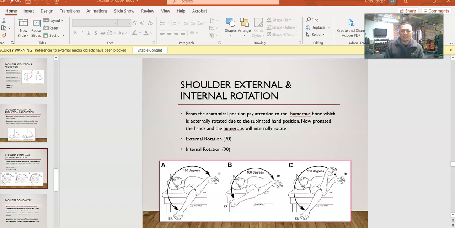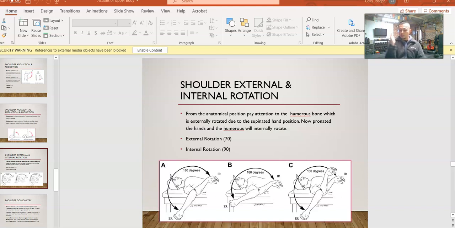All right, class, we're going to take a look at shoulder external and internal rotation. Take a look at diagram A, B, and C and see if that resonates with you. What we're looking at is the movement of the humerus in the ball and socket of the glenohumeral or shoulder joint. From this position, I'm going to pay attention to the long bone in my upper arm. If I bring my hand down, I'm internally rotating that. If I'm bringing it back up, I'm externally rotating that.